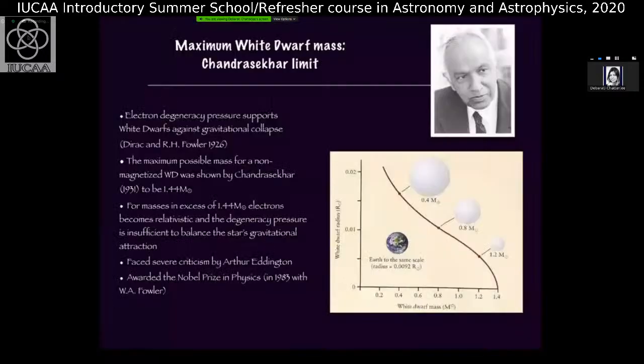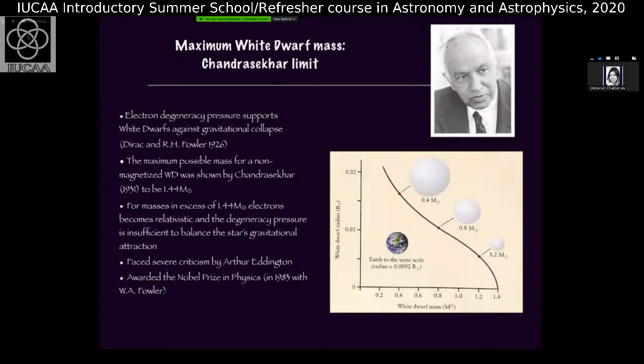Now, interestingly, this was discovered way back in the 1920s, when first Dirac and Fowler showed that electron degeneracy pressure supports white dwarfs against gravitational collapse. And from this, the maximum possible mass for a non-magnetized white dwarf was calculated by Chandrasekhar in 1931. And it was found that it can support a maximum mass of 1.44 solar masses. This is also called the Chandrasekhar limit.